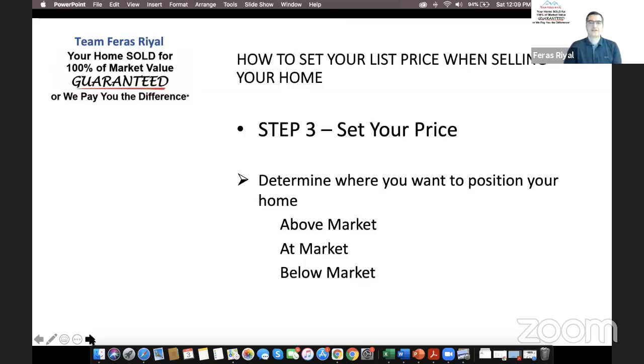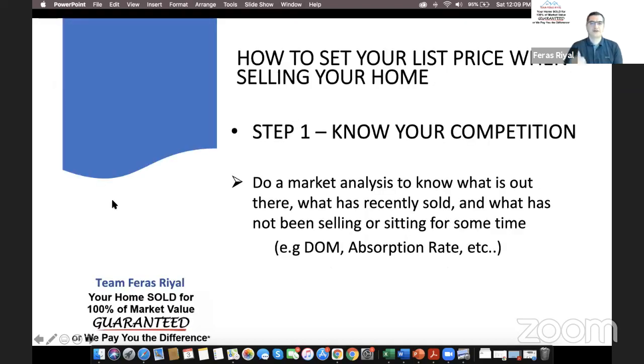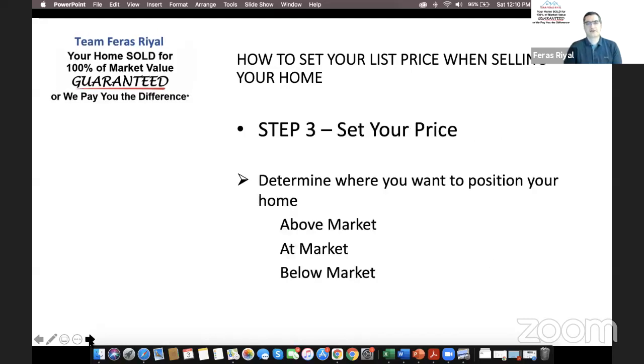So these are the 3 steps that are very crucial in determining the list price when selling your home. I'll briefly go over them to summarize. First, you need to know your competition, and the second is you need to compare apples to apples, make sure that you are comparing the right homes, make sure that all the data is available to you on all the comparables that are in the market. And the third and final is to set your price and determine where you want to position your home.